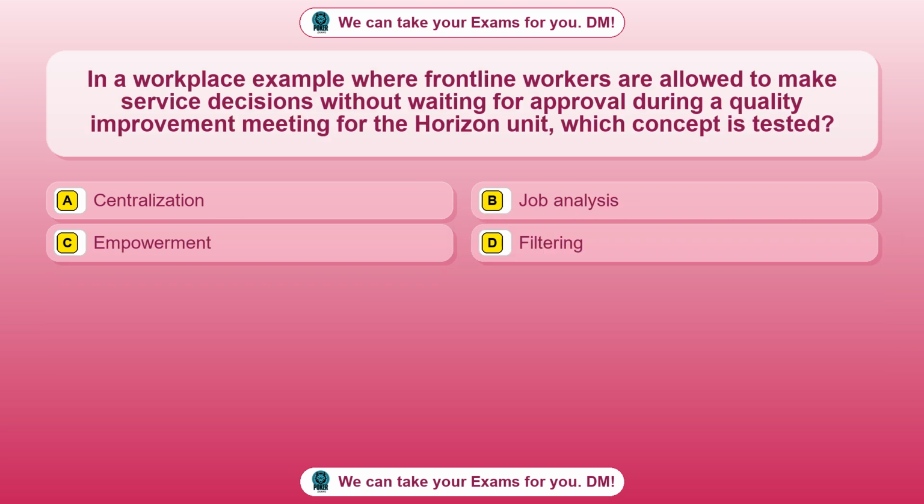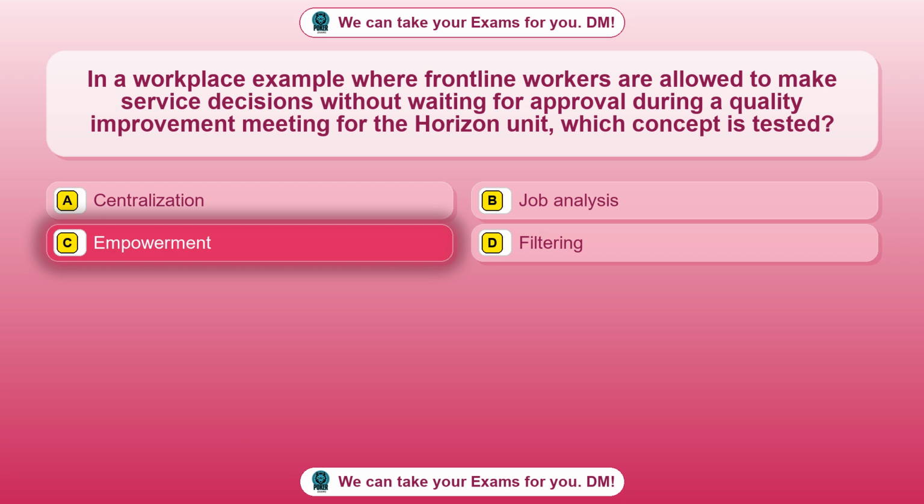Question 33. In a workplace example where frontline workers are allowed to make service decisions without waiting for approval during a quality improvement meeting for the Horizon unit, which concept is tested? Option A, centralization. Option B, job analysis. Option C, empowerment. Option D, filtering. The correct answer is option C, empowerment.